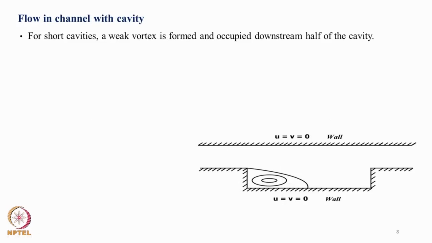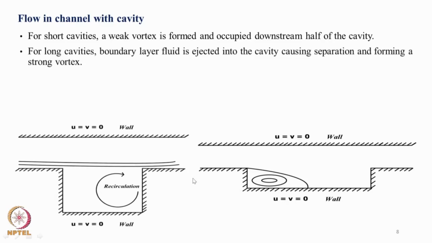The next one, flow in a channel with a cavity. The first problem that we discussed is a closed cavity. It is also possible to have a cavity as part of the channel, and that is what you are seeing here. So, the top is a wall and this is a channel, and suddenly you are experiencing a cavity. It is like a combination of cavity and backward facing step. So, for short cavities a weak vortex is formed and occupies the downstream half of the cavity, and for long cavities boundary layer fluid is ejected into the cavity causing separation and forming a strong vortex. So, you have two such possibilities.